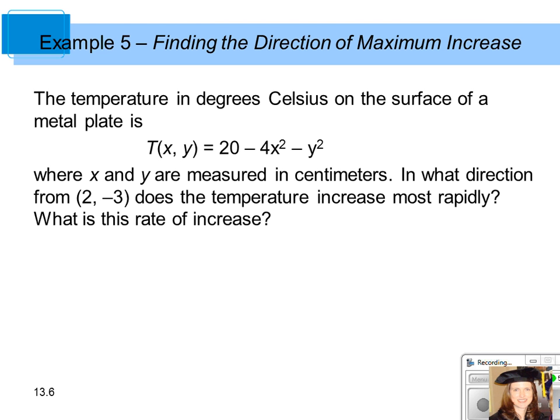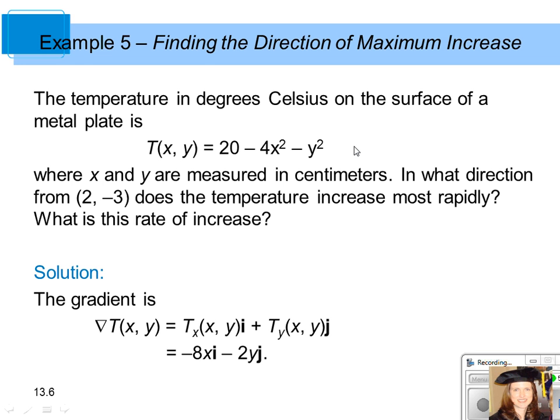Well, that direction can be found by finding the gradient. The gradient will give you the direction of the greatest increase, and in this case, it's going to be the increase in temperature. The actual rate of increase is found by taking the magnitude of that gradient.